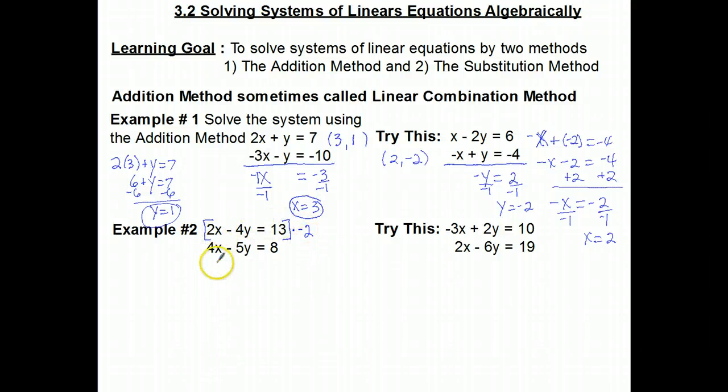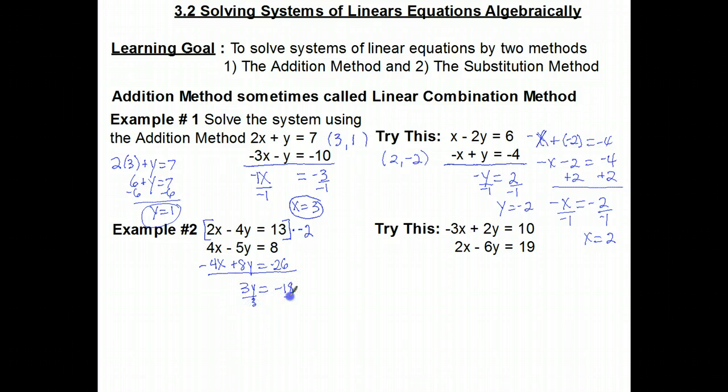Multiplying negative 2 times 2x gives me negative 4x, and we'll write it underneath this bottom equation. Negative 2 times negative 4y is positive 8y. Negative 2 times 13 is negative 26. And we add. The x's go out or eliminate as we planned by adding. Negative 5y and 8y is positive 3y equals, and this is going to be negative 18.